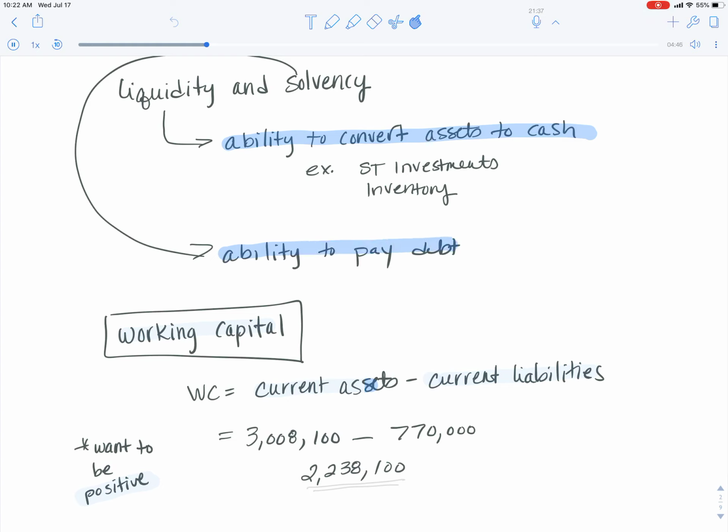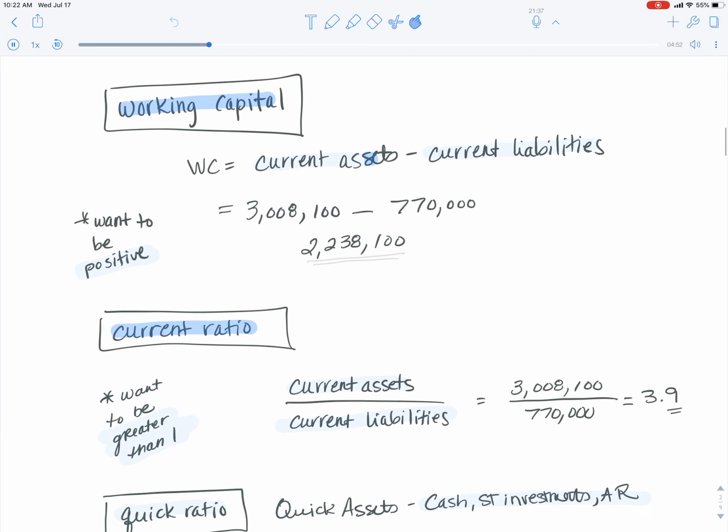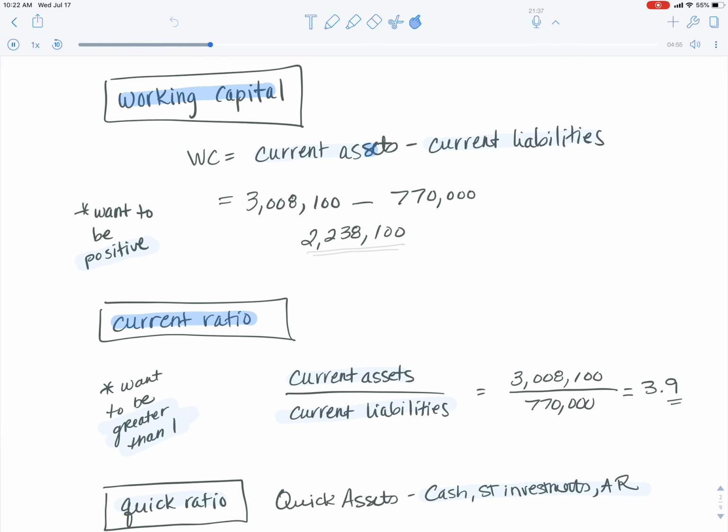So the first formula is called working capital. It's going to be very similar to the second formula because they're using the same numbers. And we're really trying to measure this company's ability to meet its current obligations.